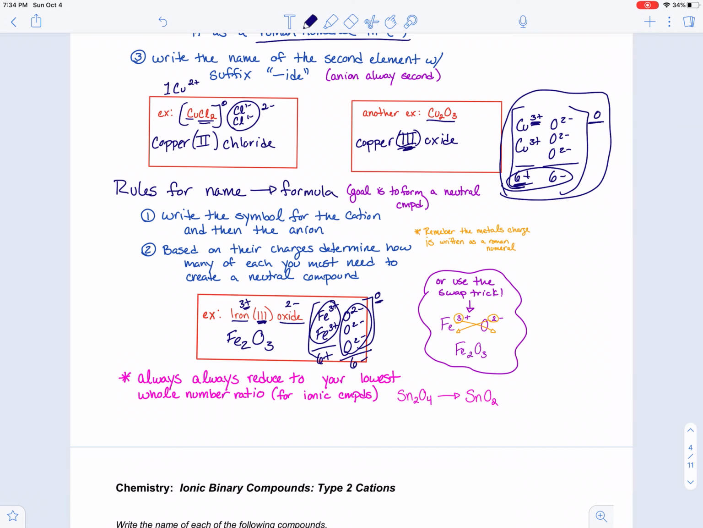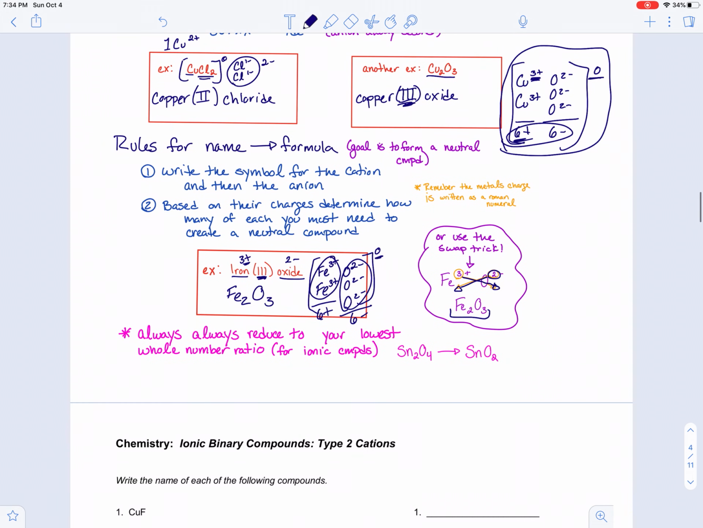Again, you can use a swap trick. It will still work here. So you can get Fe 3+, and you can swap just the number into the subscript. Again, this is a trick. And you can swap the 2 over, and then you'll get the same chemical formula. Remember, if you're doing any swapping, you do have to reduce to your lowest whole number ratio.